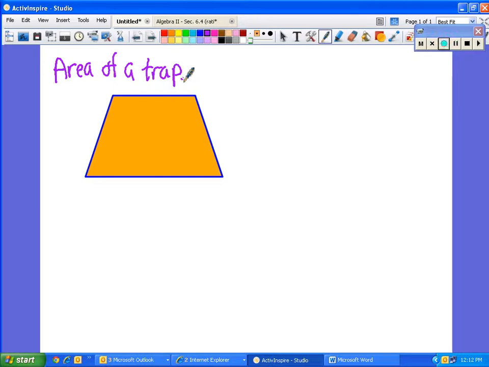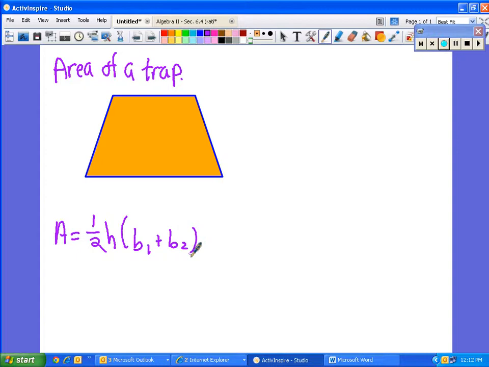Area of a trapezoid, and I'm pretty sure that is on your reference sheet. So again, don't focus so much on memorizing the formula. Understand that you will have to know how to apply it. The formula is: the area is 1/2 times the height times the sum of the bases.